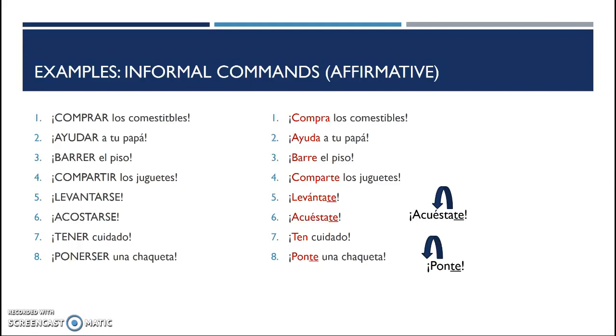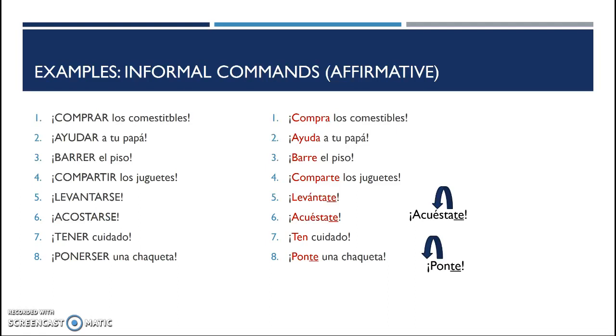Comparte los juguetes. Now we're going to look at some reflexives. Levantarse, acostarse. Well, we know the se has to become a te because we're dealing with an informal command. And because it's an affirmative command, we're going to attach it to the end. So then I look at levantar. It's an AR verb and I get levanta. I attach a te, levántate. But I need to accent the vowel before my infinitive, so the vowel that comes in front of my AR ending. So the first A, levántate.